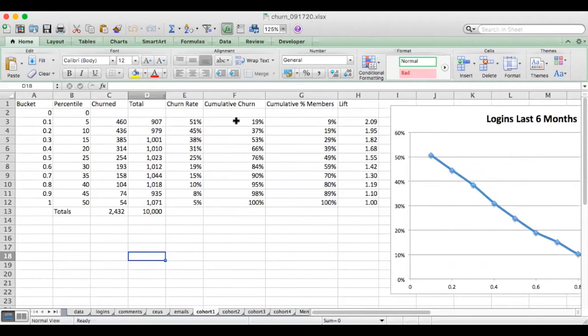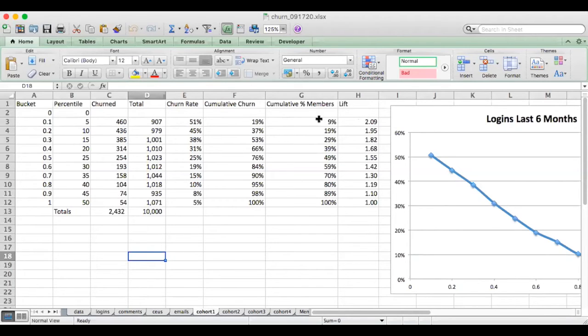We have another way of calculating our churn here, which is our cumulative churn. So in this column E, there's 907 people that had 5 or fewer logins. Of those 907, 460 churned. What we're doing with this cumulative churn rate is saying, of the 460 people in this decile that churned, what percentage of the total churn is that? It's about 19%. Likewise, there's 907 people in this bucket, but we have 10,000 members, so about 9% of our total members are in this bucket.